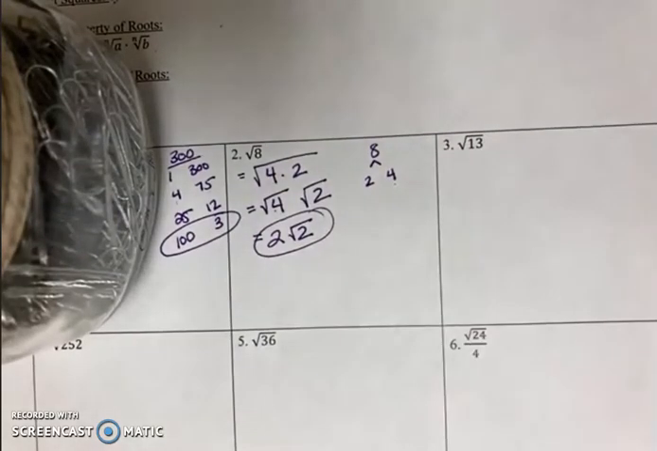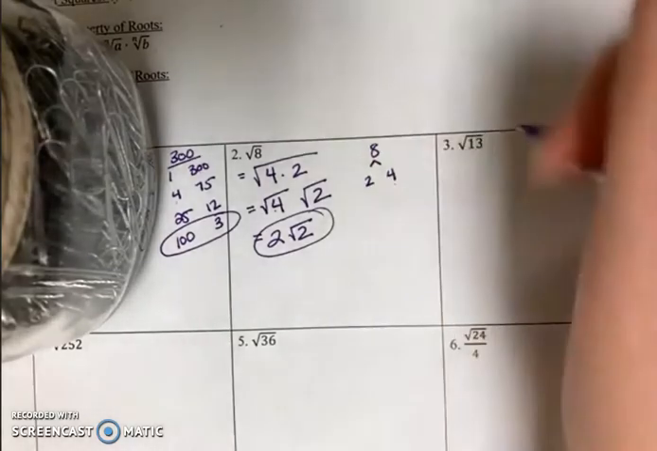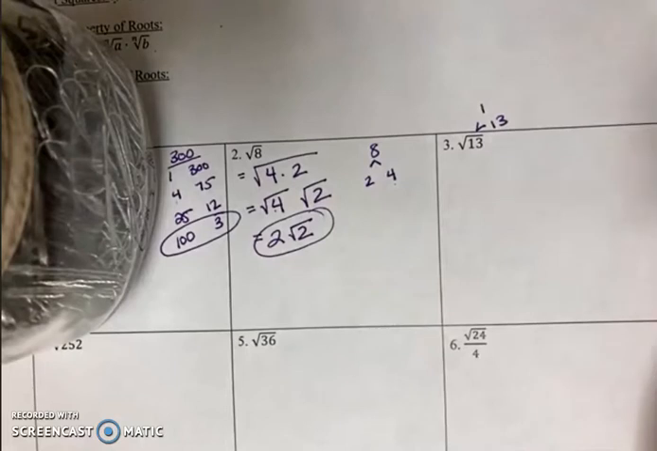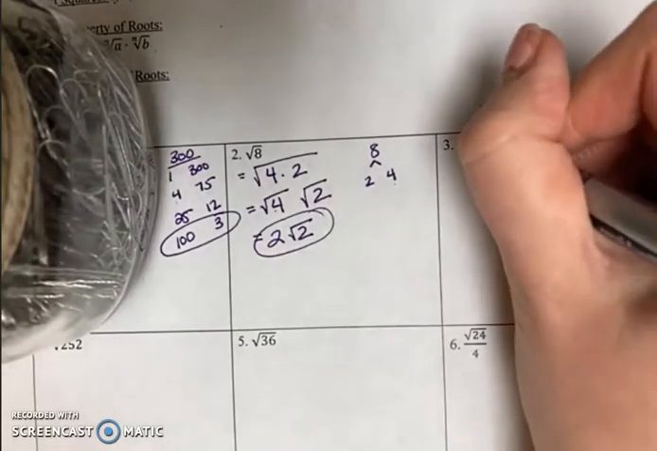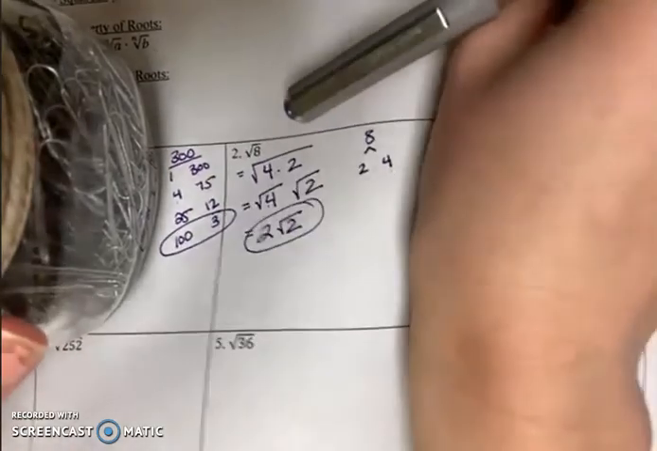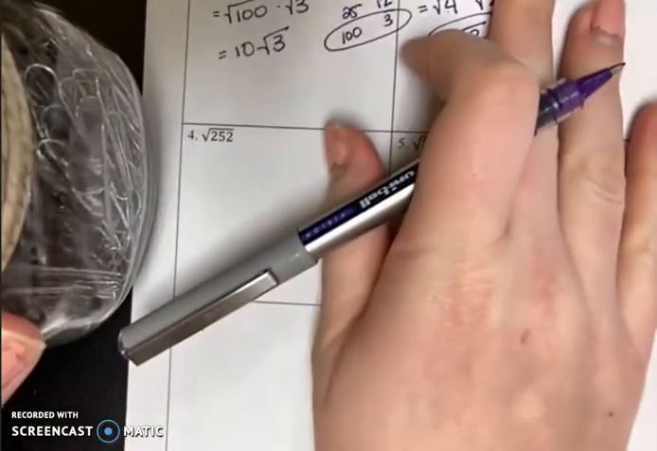Number 3, we have the square root of 13. The factors of 13 are 1 and 13. None of those are perfect squares greater than 1, so that's our answer. That could not be simplified any further.